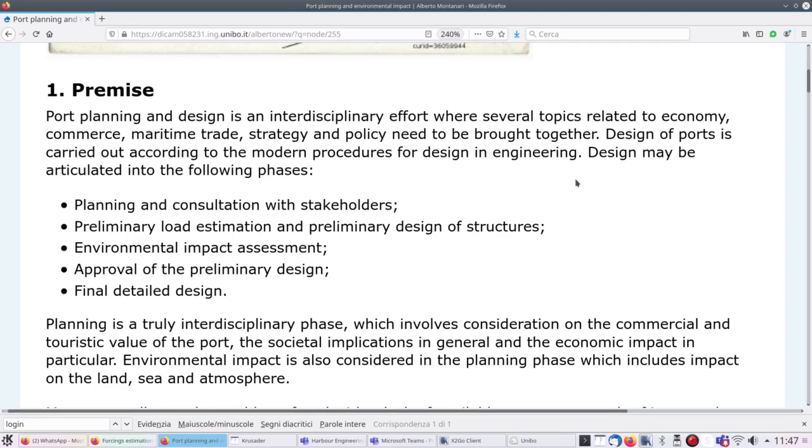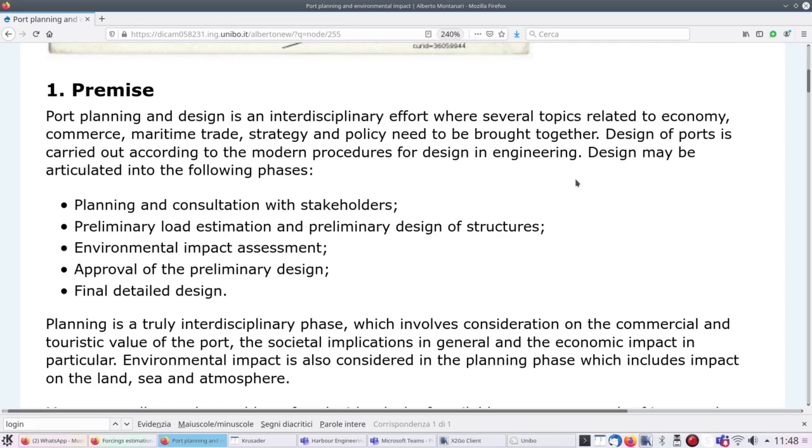And therefore, the discussion which I am providing to you aims to give an overview of the problem, but in order to give you the means, in your profession maybe, to get the necessary information for environmental impact assessment. But before environmental impact, let's discuss what are the typical phases of port design.